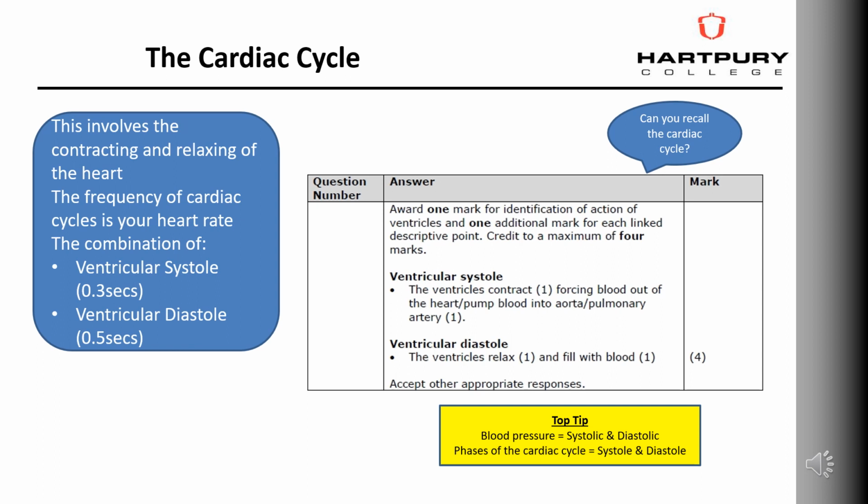So if we look here towards the mark scheme, if we were to define what systole and diastole was, systole is that contraction of the ventricles forcing blood out of the heart and pumping blood into the aorta or arteries, and the diastole is the ventricles relaxing and filling with blood. So top tip then, don't get confused between these key terms. So the phases of the cardiac cycle are known as systole and diastole, and blood pressure is known as systolic and diastolic.